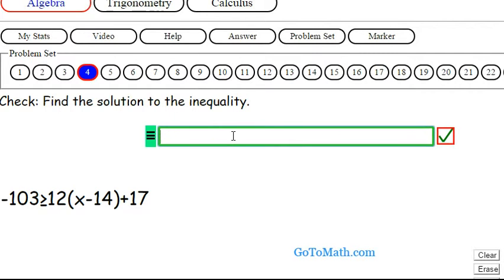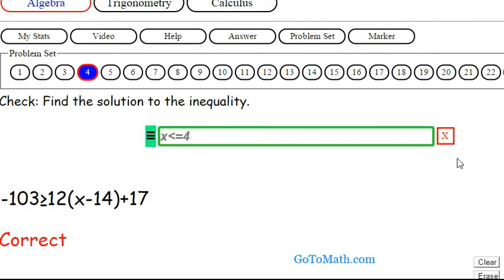X is less than or equal to 4. Hope that's right. Click the answer.